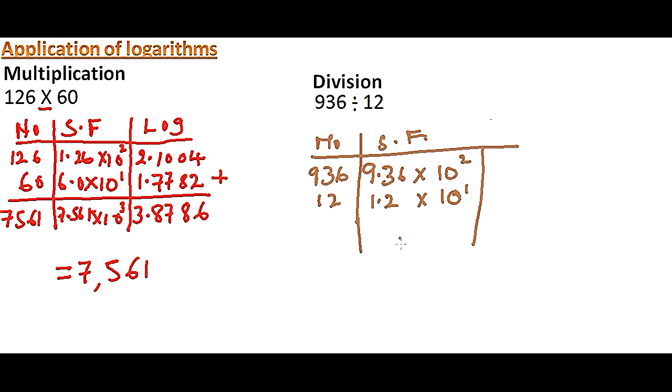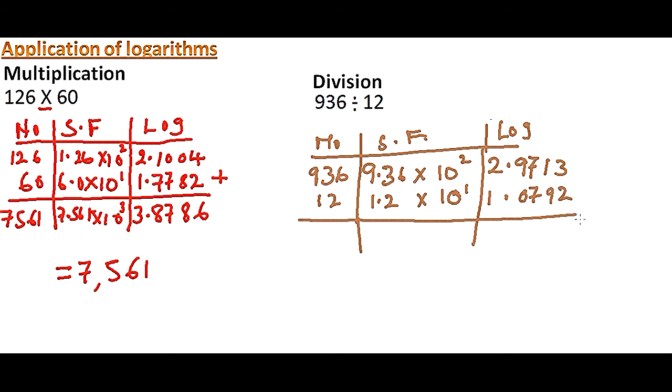So we now have the logarithm. So here we have the column for logarithm. Logarithm of 10 to power 2 is 2. Logarithm of 936 is 0.9713. Logarithm of 10 to power 1 is 1. Logarithm of 1.2 is 0.0792. So we put a line there.